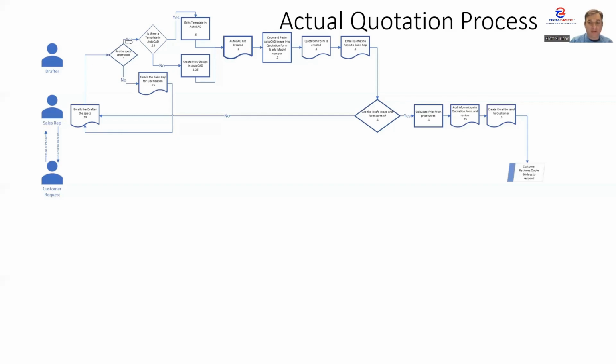Now, if it is clearly understood, the drafter will check for a template in AutoCAD to see if there already is a template they can use to save some time. If there's not, they have to create a new AutoCAD file from scratch. There's a lot of different options here. They try to find one that already has most of the options put in, but if they don't find one, they have to build it out from scratch. That takes about an hour and 25 or 1 hour and 15 minutes. If there already is one, it takes about a half hour to create a file from the template.